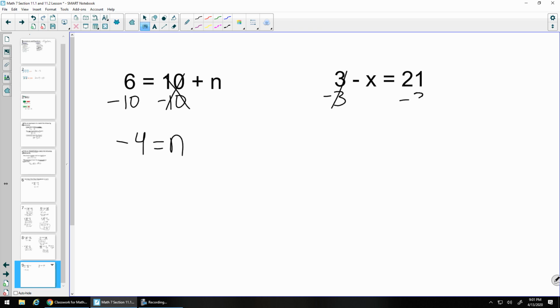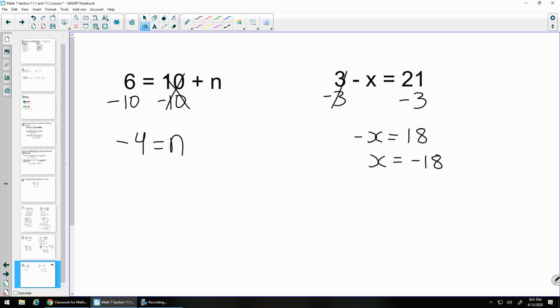Minus 3, minus 3. So negative x is equal to 18. Therefore, positive x, the opposite of negative x, will be equal to negative 18.